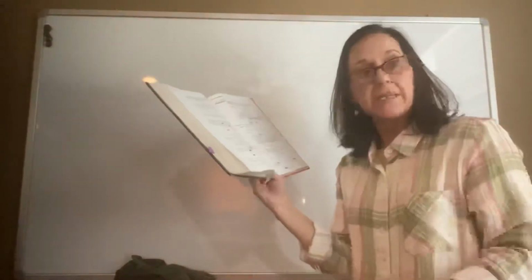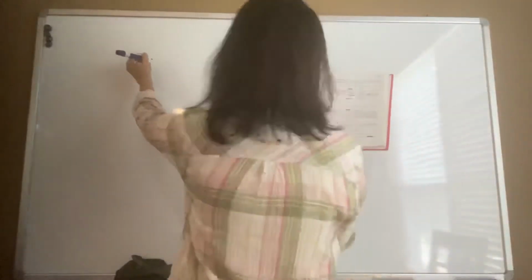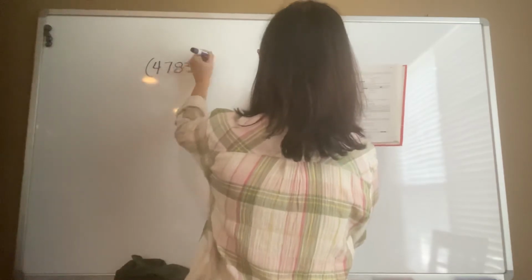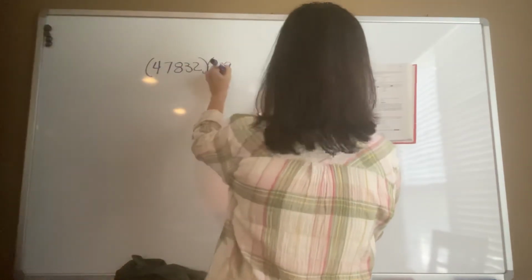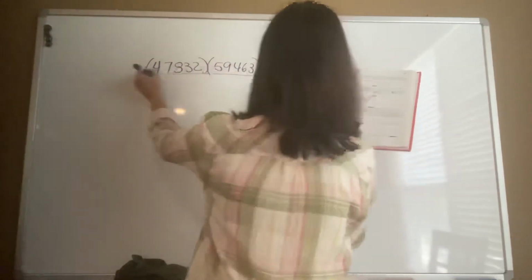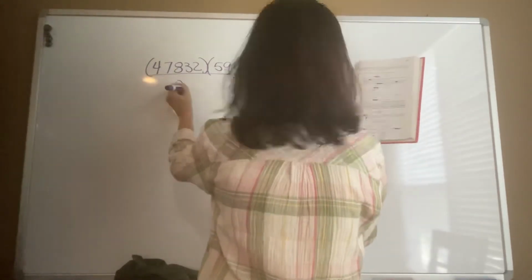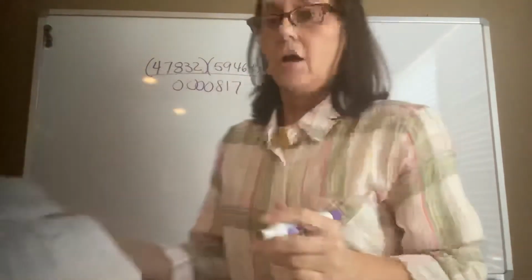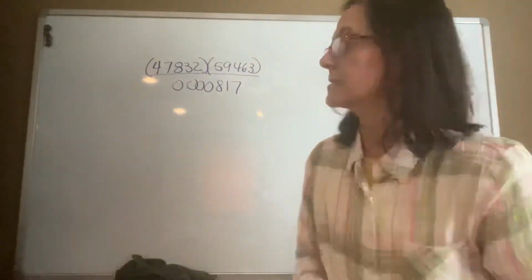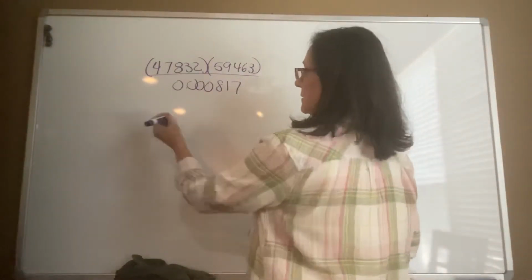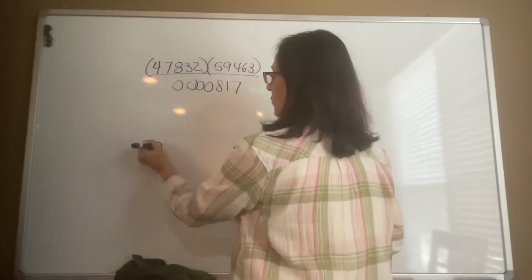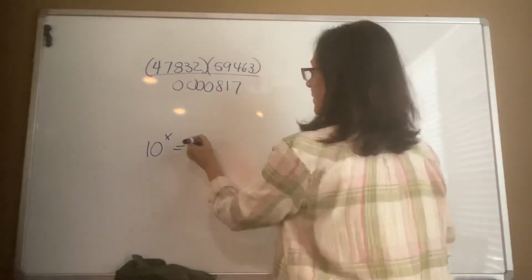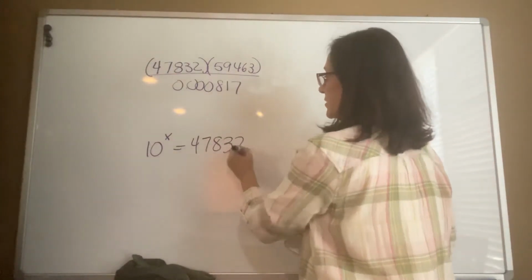113.2 says use base 10 logs to simplify. So we're going to have 47,832 times 59,463 divided by 0.000817. What is this asking of us? I want 10 raised to some power to equal each one of these, 47,832.